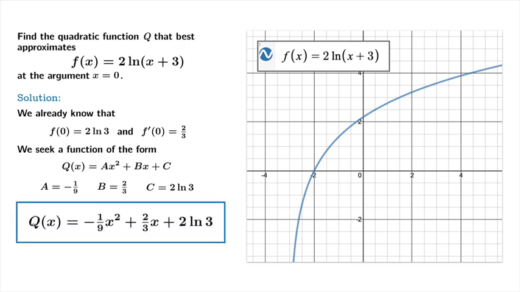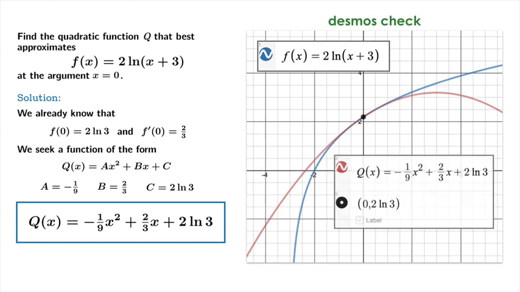So now we're going to take these coefficients and plug them back into our quadratic. And this is apparently the formula for the quadratic we're looking for. It should be negative 1/9 x squared plus 2/3 x plus 2 ln of 3. And once again, we're going to appeal to Desmos, and we're just going to plot this and look at it. And sure enough, this is looking awfully good near x equals 0. It's bending right along with the curve over an interval from, say, negative 1 to 1 roughly. You can really see that it's doing a good job graphically, at least.